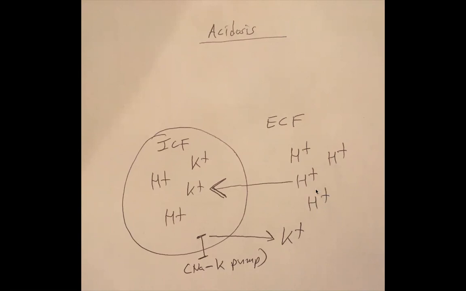Now, hydrogen, as you can see, has a positive charge. And the cell says, well, I can't have too many positive charges in here, but I have no control over where this hydrogen is flowing. However, with my sodium-potassium pump, I can control sodium and potassium. So I'm going to kick out potassium. Where does that potassium end up? It ends up in the bloodstream. Therefore, in times of acidosis, what we may see is an increased serum potassium level.